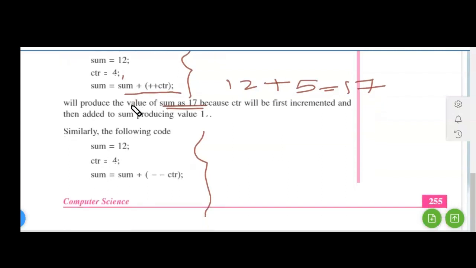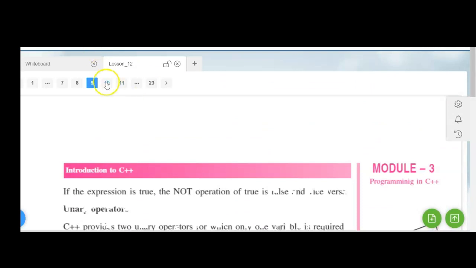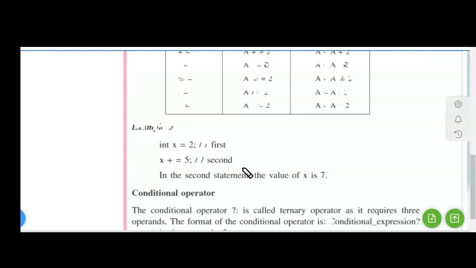If you see this portion of the code, they have used the same thing, but in the end, this sum has a value 12, plus you will be subtracting 1 from CTR. That minus minus means the variable value minus 1. That means 12 plus 3. So the final result will be 12 plus 3, that is, it should be 15. Okay, you can see here.